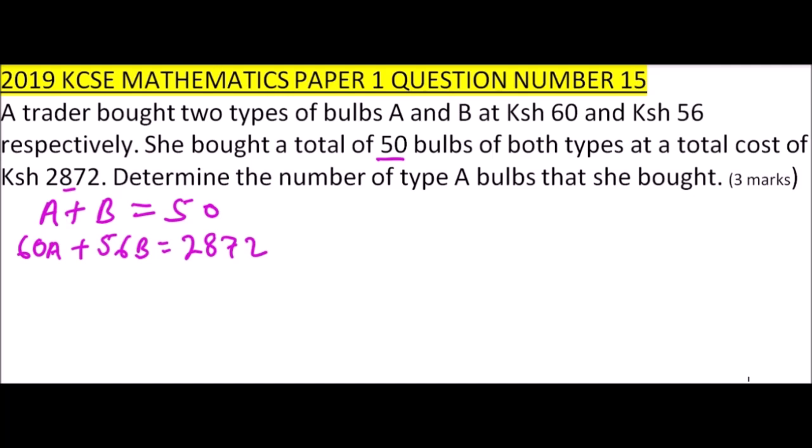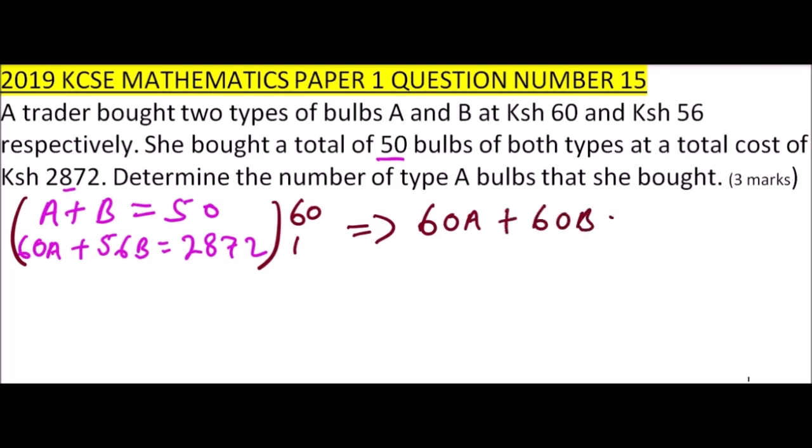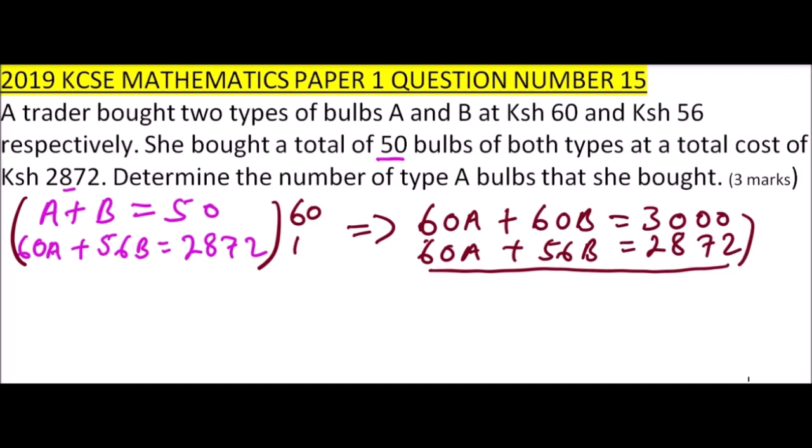So what we do is we modify our equation. We can multiply the upper one by 60 and the other one by 1. So you get 60A plus 60B equals, when you multiply 60 times 50, 3,000. The other one remains the same because we are multiplying by 1. So we have 60A plus 56B equals 2,872.